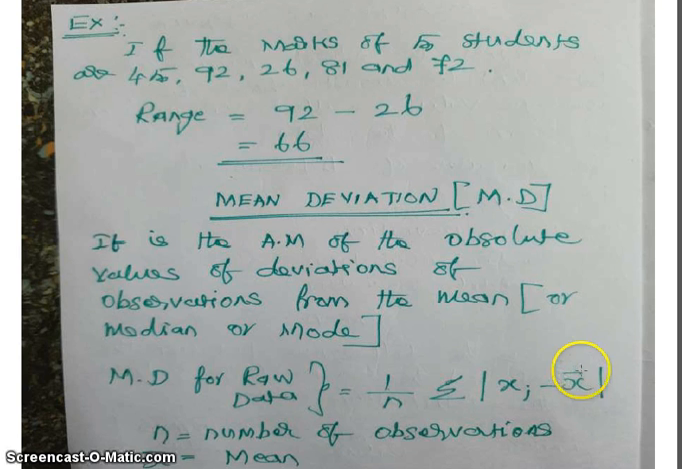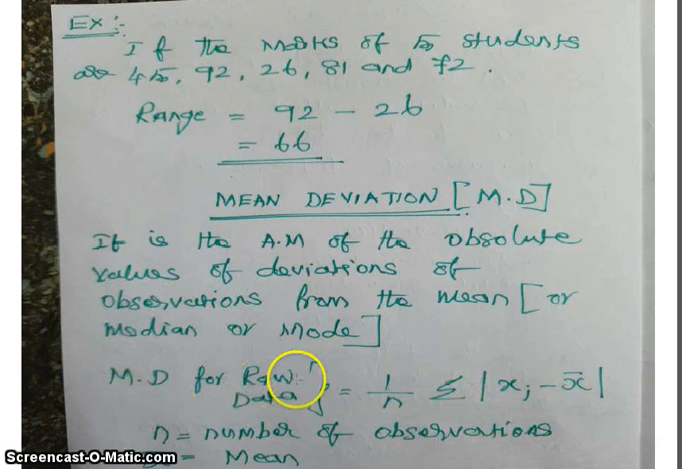For example, 3 minus 5 is equal to minus 2. In that case we use the modulus, or you can call it the absolute value, of xi minus x bar. That means you have to take only the value, not the sign, whether it is negative or positive. Minus 2 means you have to take it as plus 2. Even if you get a negative value, you have to take it as a positive value. That is what absolute value means.